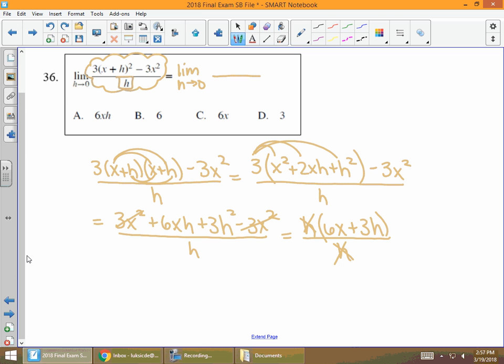So algebra with limits is dangerous not because the algebra is that challenging. It's because there are a lot of places where you can make mistakes. And knowing to multiply out there instead of just squaring your x and squaring your h, just precision is a thing. It's an important thing. So this whole mess reduces down to 6x plus 3h all over 1. We got rid of that denominator.